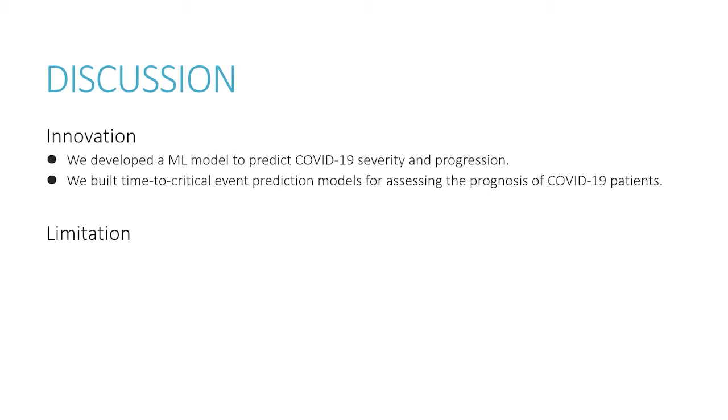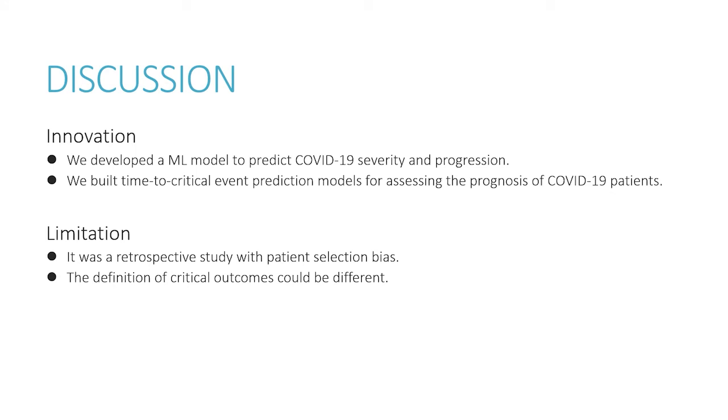This study has several limitations. First, it was a retrospective study with patient selection bias. Further, the current study defined critical outcomes as mechanical ventilation, admission to the ICU, and death, whereas other studies may have different definitions. It is also worth noting that this study did not include patients without chest CT abnormalities since they did not develop severe disease.